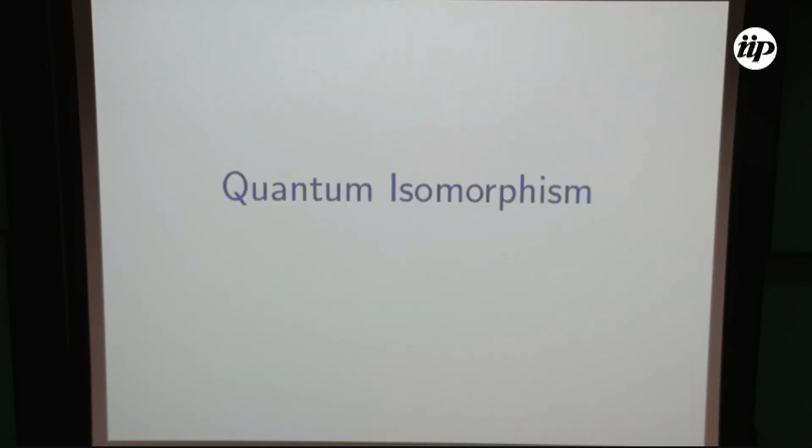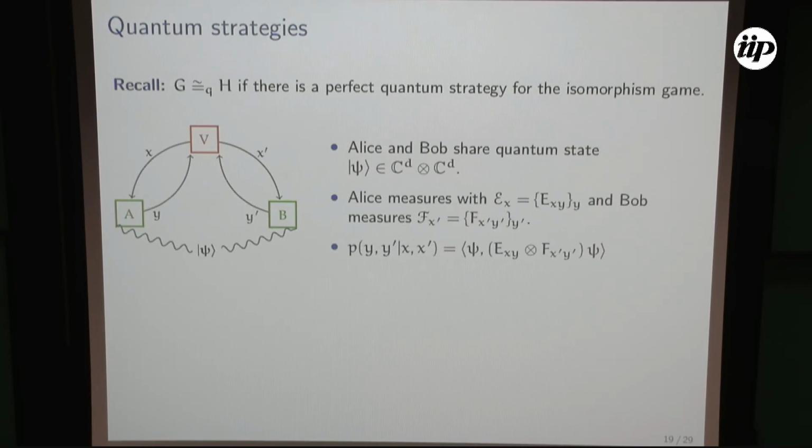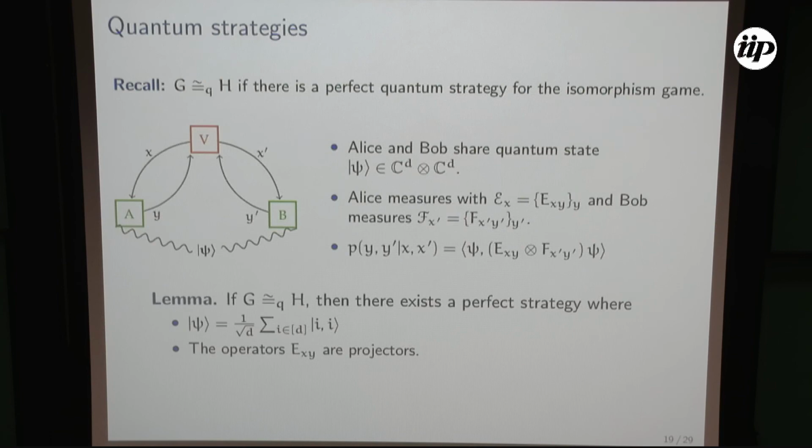So let's go back to quantum isomorphism. Just remember, two graphs are quantum isomorphic if there exists a strategy that lets quantum players, using entanglement, win irrespective of the vertices they receive. The nice thing that we can show is that if there is a strategy that lets Alice and Bob always win in this game, then we can find a strategy of a very, very special form.